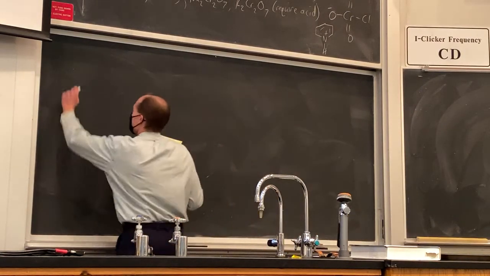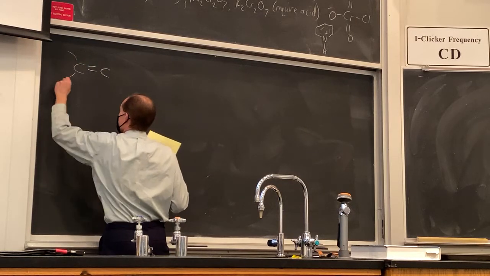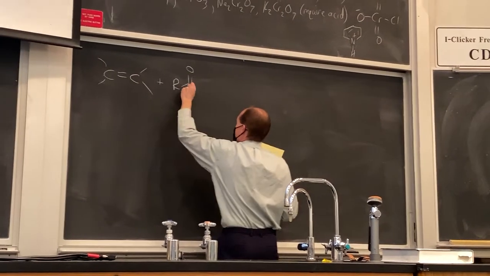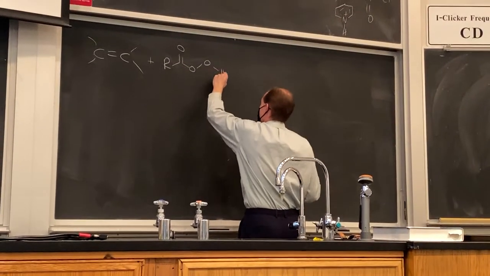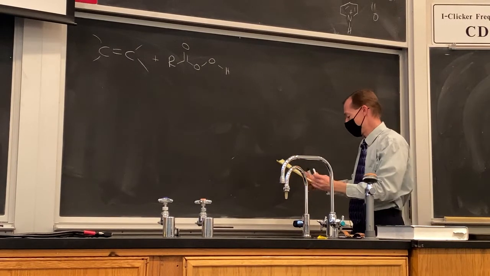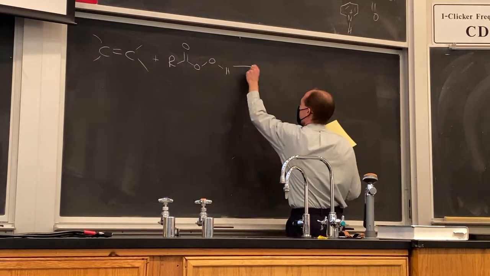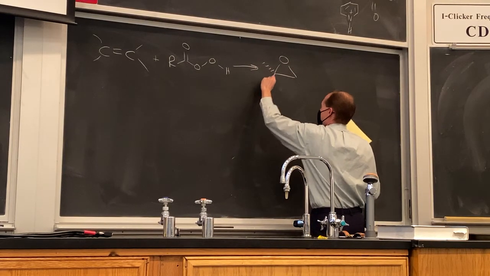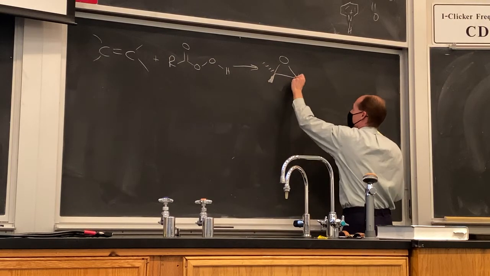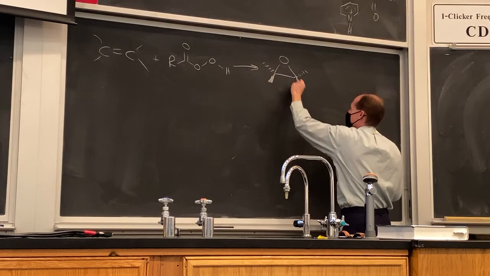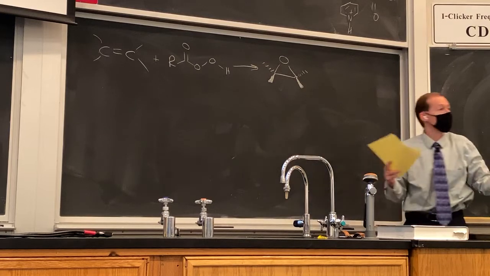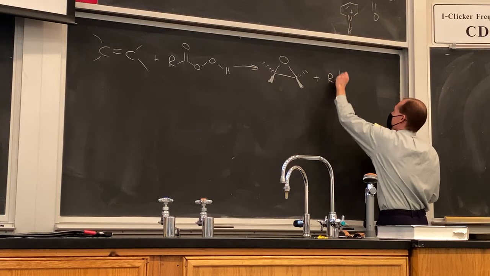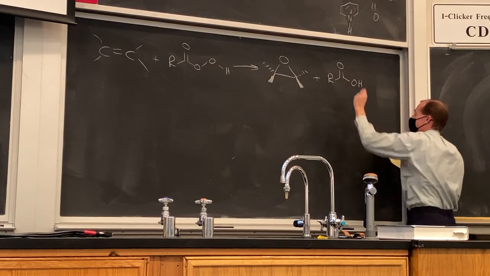That involves taking an alkene, reacting that alkene with a peroxy acid, a carboxylic acid with an extra oxygen, and that's going to give us an epoxide. We're going to transfer one of the oxygens from the peroxy acid to the alkene to make an epoxide. And then our byproduct is simply going to be a carboxylic acid.